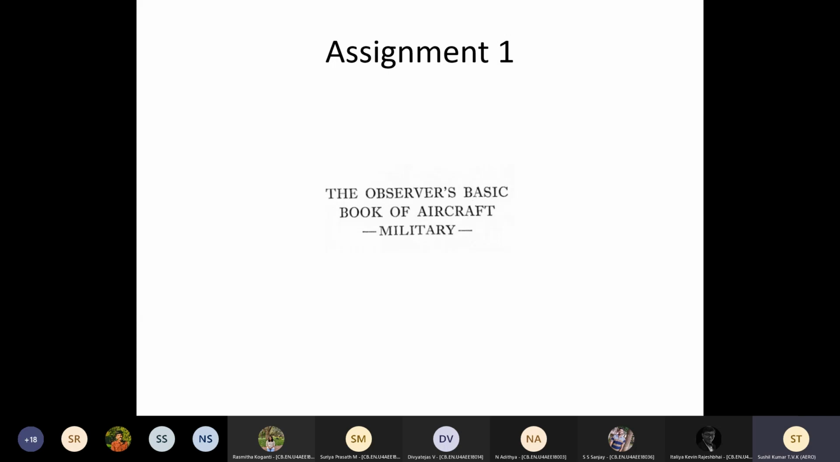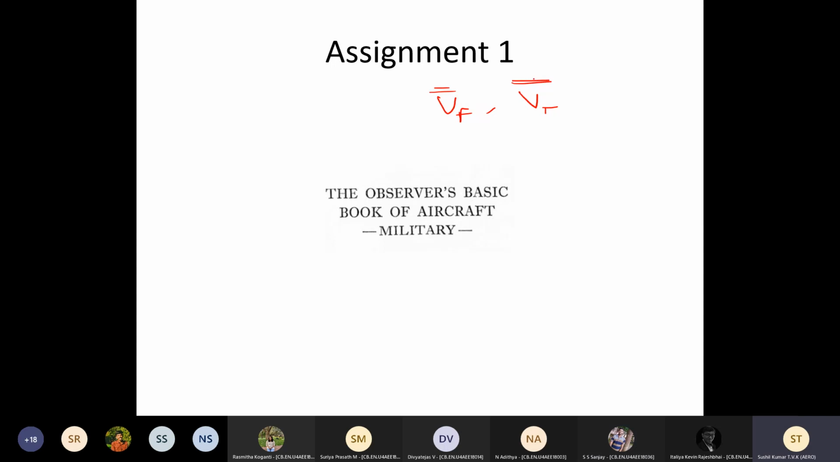The first assignment for you is something overlapping with the avionics lab. All groups have individual aircraft. You find out the fin volume ratio and tail volume ratio of your aircraft, and you can forward it to Sanjay in an Excel sheet. Just the fin volume ratio and tail volume ratio.